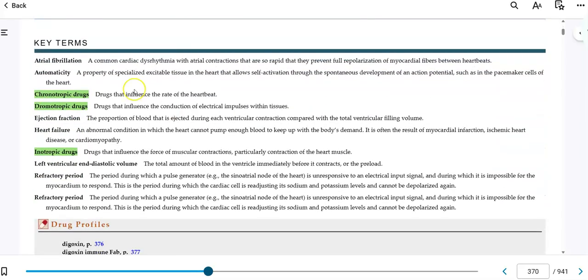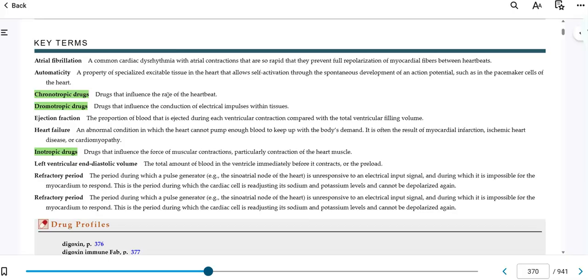I want to point out three things. Actually, there's quite a few things in here, but I want to point out these three because you're going to see them frequently. Lexicomp and Hesi and myself, sometimes they'll say something about a drug, and they'll say the chronotropic effect or the dromotropic effect or the inotropic effect. So if it's a chronotropic drug, it's going to influence the rate of the heartbeat. A positive chronotropic drug will make the heartbeat faster. A negative chronotropic drug will make it beat slower.